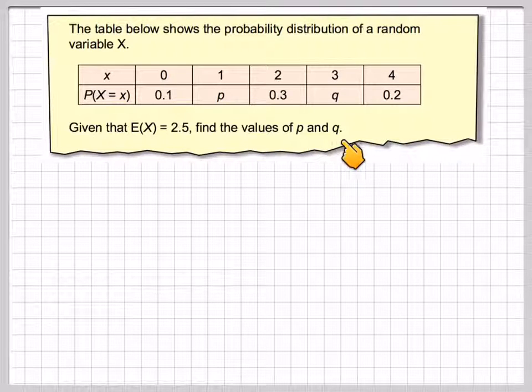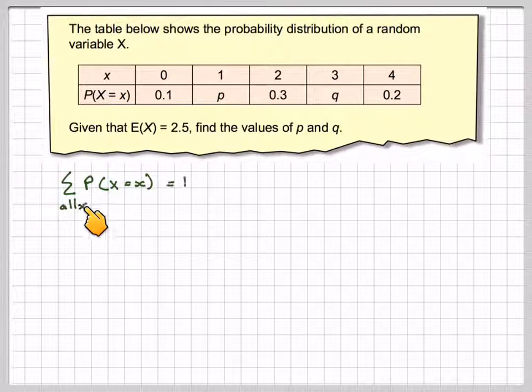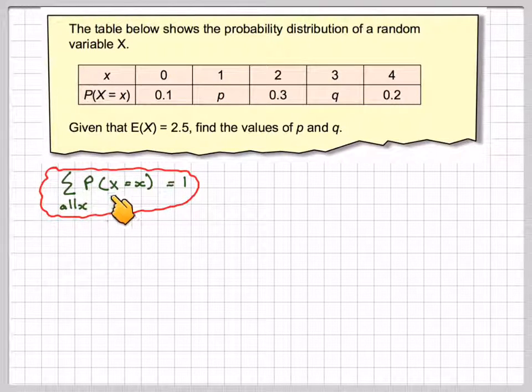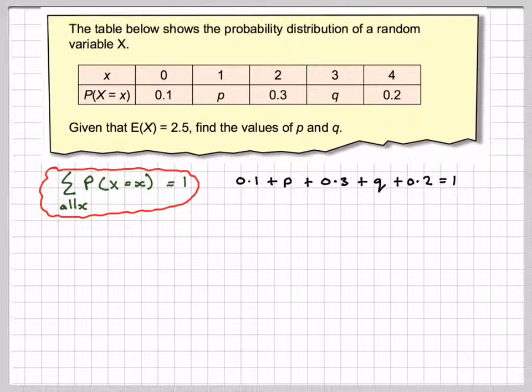Well, when we have two unknowns, then generally we have to find two equations and solve them simultaneously, so that's the strategy. So first of all, we've got to actually form those simultaneous equations. So we know that for a probability distribution function, if we sum all the probabilities, they have to be equal to 1. So that means that 0.1 plus p plus 0.3 plus q plus 0.2 has to be equal to 1. The second thing is we're given that the expectation, i.e. the mean, is equal to 2.5.